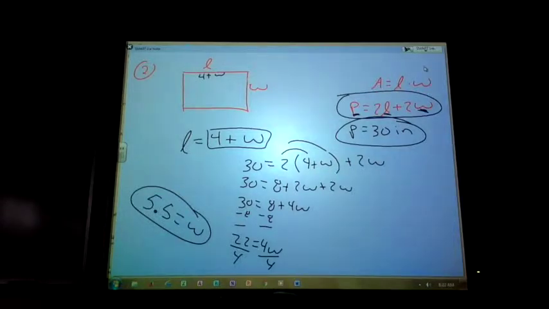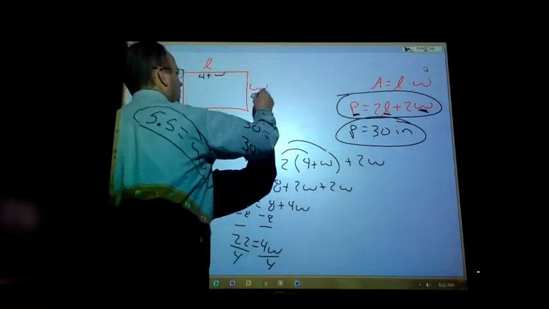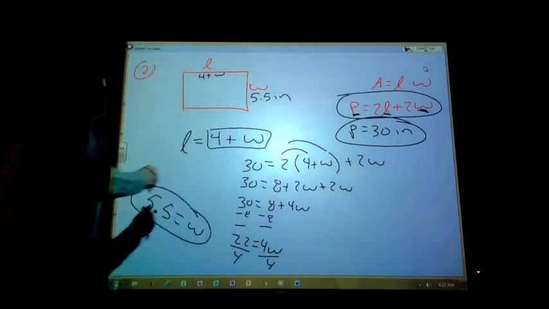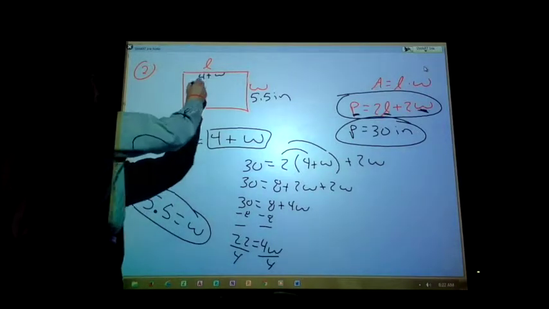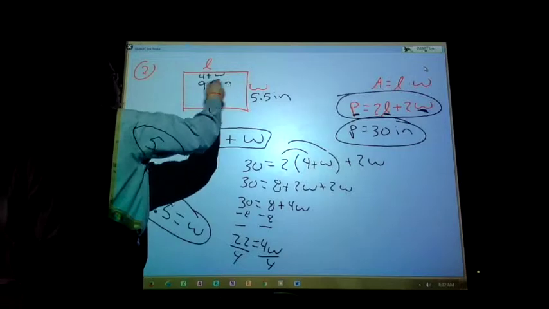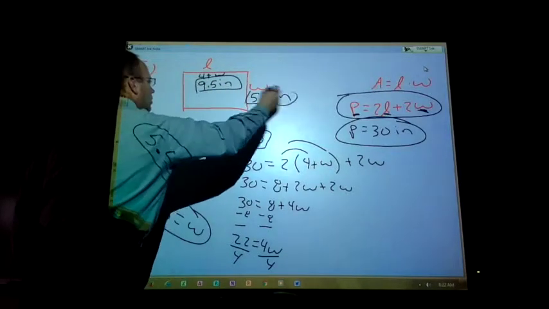Yeah. So if my width is 5.5 inches, what would my length have to be? 9.5. I like it. 9.5 inches. So that's the dimensions in my rectangle.